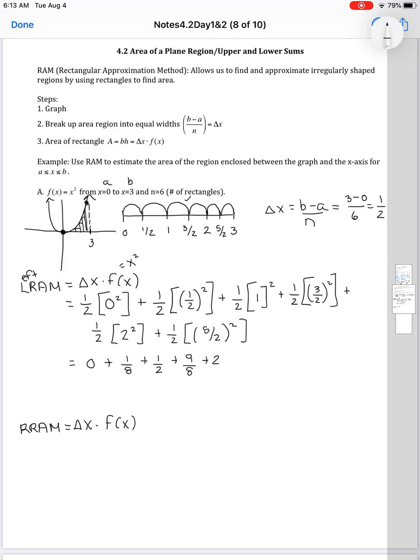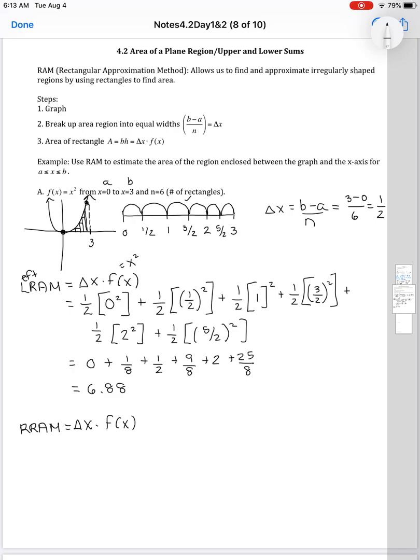1 squared plus a half is a half. 3/2 squared is 9/4. Times a half gets me 9/8. 2 squared and 2 gets me 2. And 5 over 2 is 25 over 4 times 2 gets me 25 over 8.